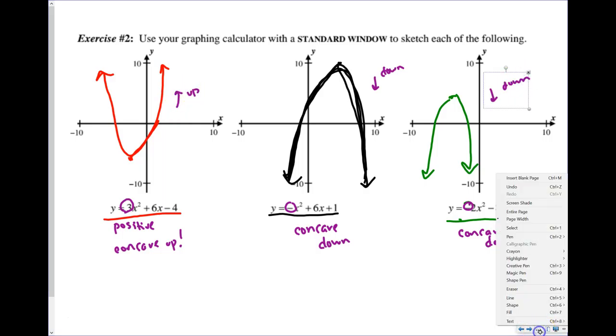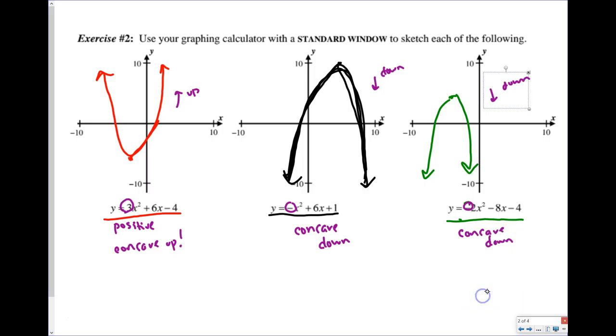Also, something else to notice here, and some more vocabulary, is when you have something concave down, the turning point is going to be a maximum. This is a maximum. This, on the other hand, is going to be what? This is a minimum. Okay? So when something is concave up, it has a minimum. When it's concave down, it has a maximum. So this is some vocabulary that we need to start thinking about when we're looking at quadratic functions. Okay?